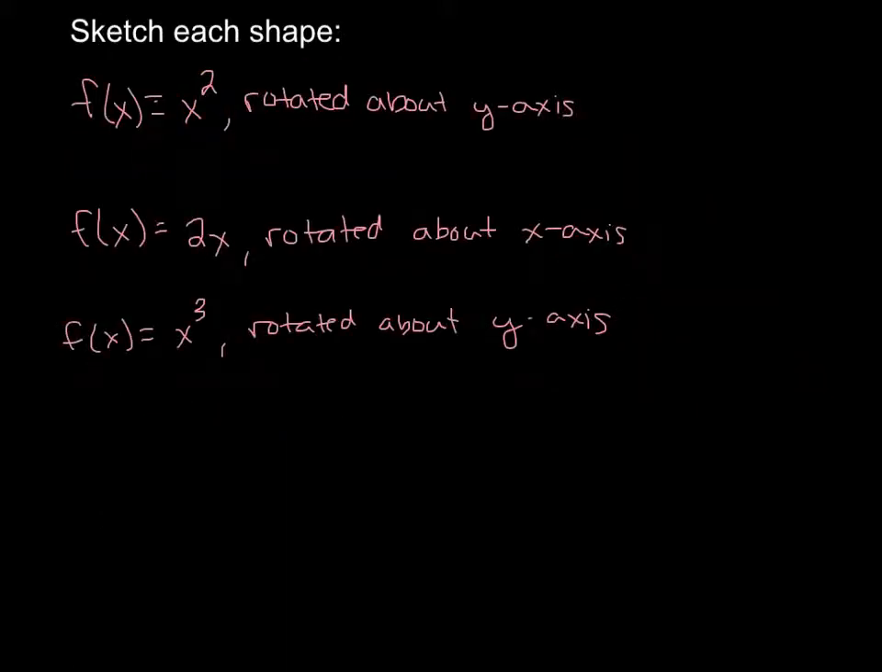Alright, ladies and gents, for your homework, I want you to practice sketching these shapes, because most of the time that's the most difficult part. It's not the integration, it's the actual visualizing what's going on. So I want you to sketch f of x equals x squared, rotate about the y-axis. That's going to look something like we just saw, maybe like a cup. I want you to sketch f of x equals 2x, rotate about the x-axis. So 2x is a line. Rotate about the x-axis, it's going to look kind of like an hourglass. And f of x equals x cubed, rotate about the y-axis.